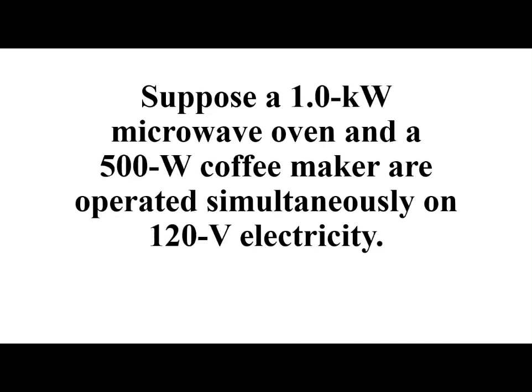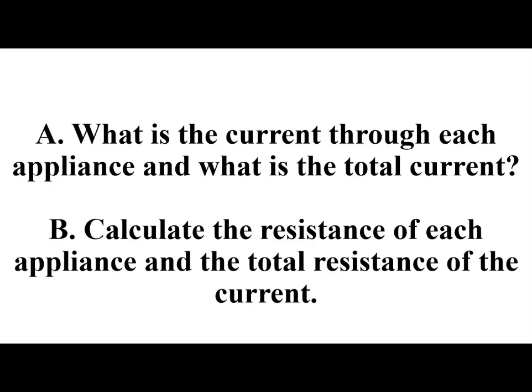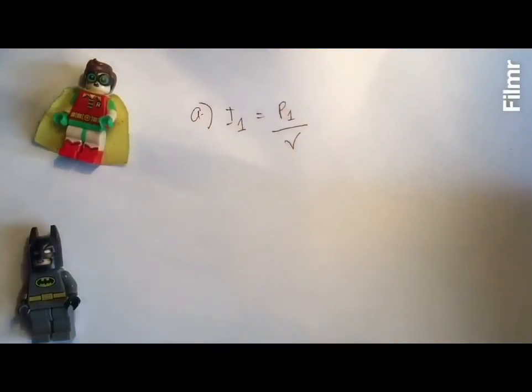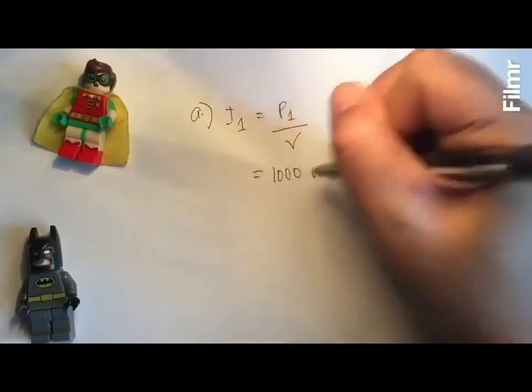For example, suppose a 1.0 kilowatt microwave oven and a 500 watt coffee maker are operated simultaneously on 120 volt electricity. Letter A. What is the current through each appliance and what is the total current? Letter B. Calculate the resistance of each appliance and the total resistance of the circuit.